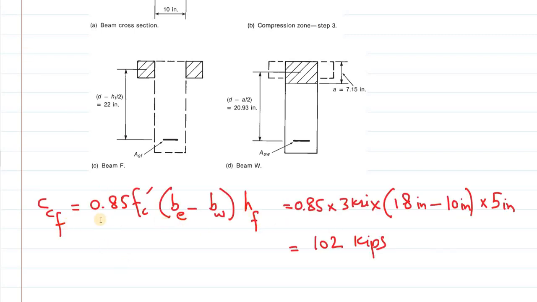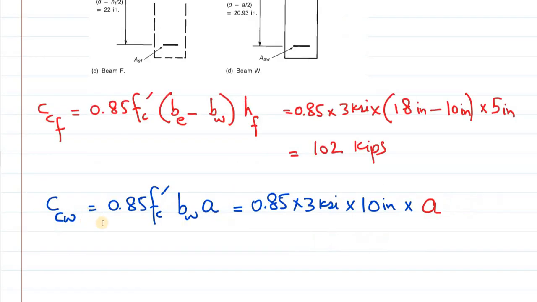So this is how you can calculate CCF. We have discussed this formula and we have just put the values over here. BE is 18 inch, BW is 10 inch, FC prime was 3 KSI and HF was 5 inch. So this is the answer for CCF. So CCW is given by this expression 0.85 FC prime BW into A. We can put the value of FC prime 3 KSI, BW is 10 inch, but A is not yet known. So this is an unknown in this equation. So we can write down the expression in terms of A.